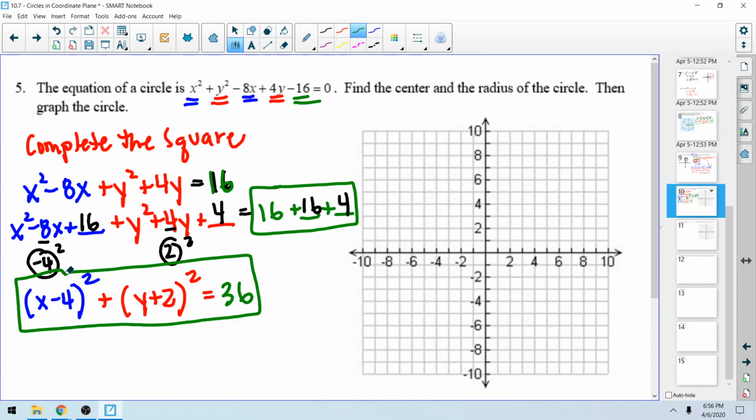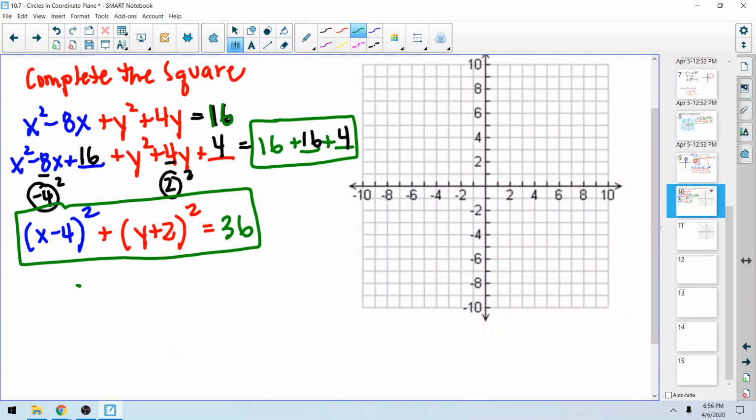From there, we can find the center and the radius. The center is at 4, -2, and the radius, remember you have to take the square root of that 36, is 6. So then we're going to graph that over 4, down 2. Radius is 6, and try to make your graph better than mine. Okay, so radius is 6, you're going to go out all directions.